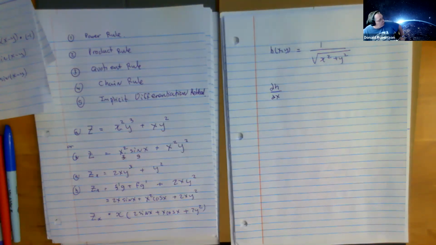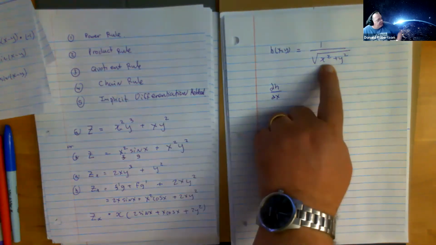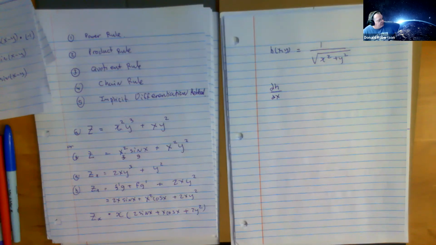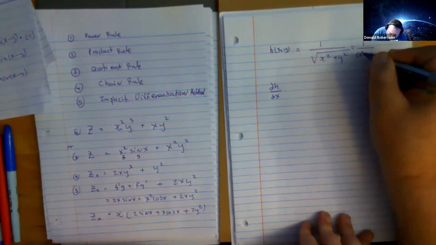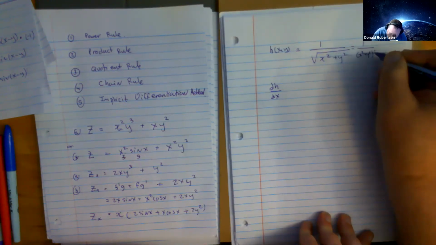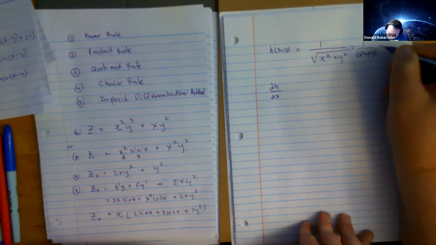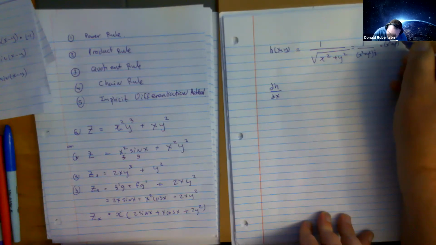It might look like a quotient rule to you because it's a fraction. I don't think doing this as a quotient rule would be the best way to approach it. What I'm going to do instead is look at another way of writing that will lend itself to the chain rule. So would you agree that this is the same thing as 1 over x squared plus y squared to the half power, which is the same thing as x squared plus y squared to the negative half power?